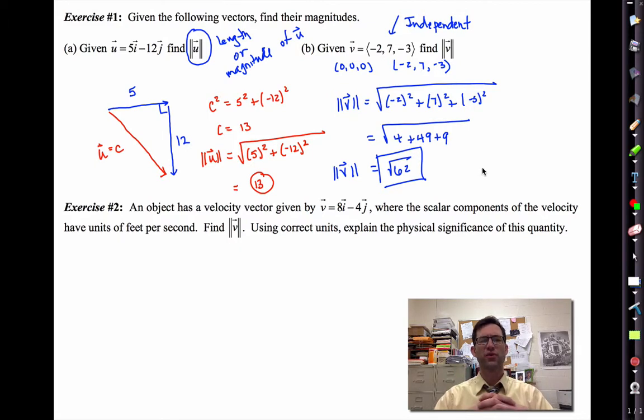Take a look at exercise number 2. An object has a velocity vector given by 8i minus 4j, where the scalar components of the velocity have units of feet per second. Find the magnitude of v, and using correct units, explain the physical significance of this quantity. So I'd like you to do the whole problem. Pause the video now and see what you come up with.